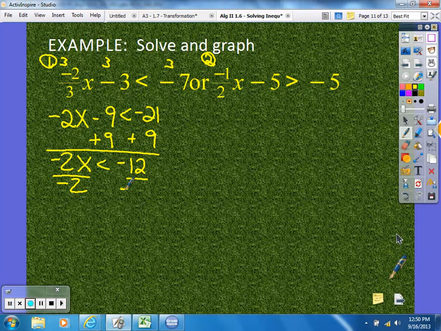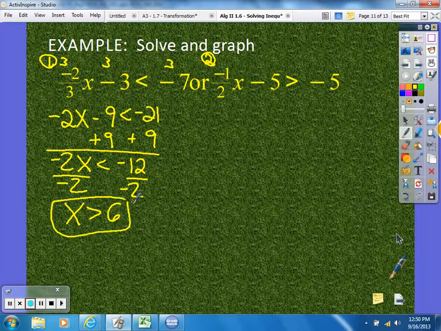Divide by negative, what do I have to do? I have to switch the sign. If I forget to do that, the whole problem will be wrong. Okay, over here I'm going to multiply everything by 2. So I get negative x minus 10 is greater than negative 10.